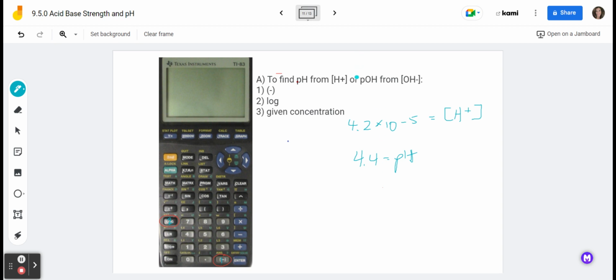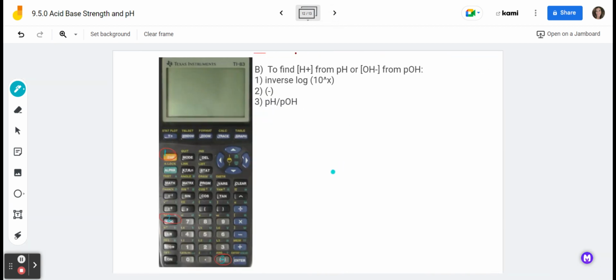All right, I would do the same thing if they gave me hydroxide concentration, and I want pOH, same sequence of buttons. Now, if I want to go the opposite way, say I want to find H plus from pH or OH minus from pOH, I'm going to hit most likely second function log button, which will give you 10 to the x. Then you're going to hit the negative sign and then whatever they're giving you.